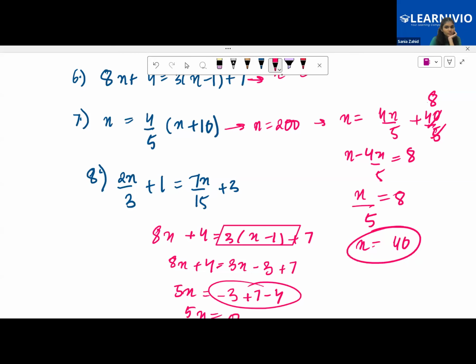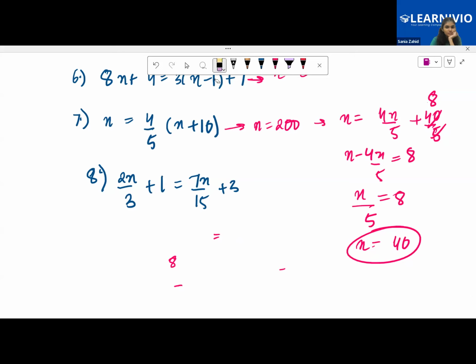Amar, why are you getting 200? Now I got 40, but I got confused, ma'am. I just wrote 40, but I don't know the correct steps, ma'am. So can you explain it? See, first you have this statement. So you solved this step. How did you solve this step? You just multiplied. So 4 by 5 into x is 4x by 5, and 4 by 5 into 10 is 40 by 5. Then 40 by 5 is equal to 8. Then you will carry this over here. So x minus 4x by 5 is equal to 8.